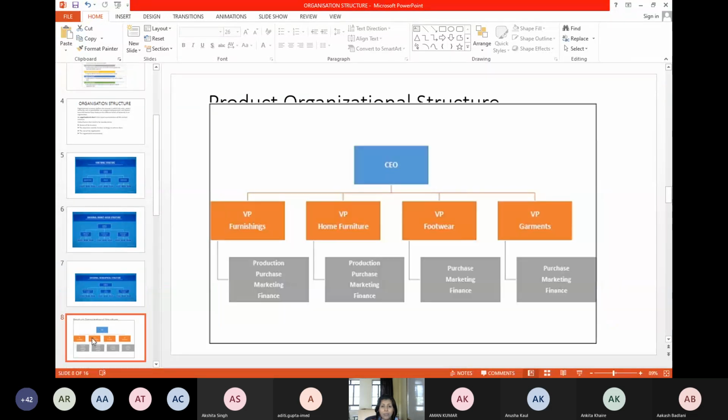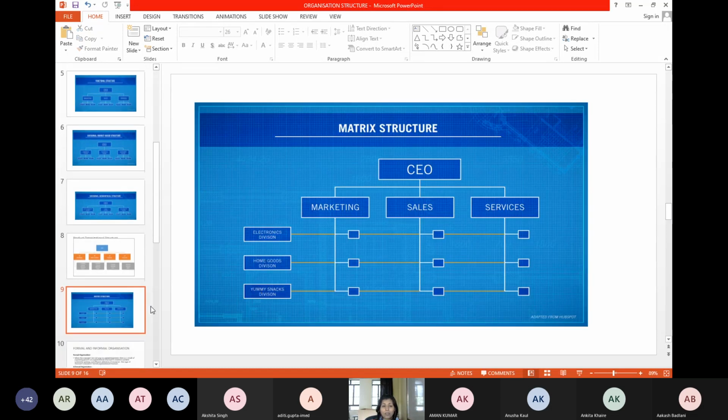And then you have the structure based on the product, various product categories. So if the company is having various products, then as per the products also they can design their organization structures. So here is one more example with furnishings as one section, home furniture, footwear, garments, and then they have their own further various departments: production, purchase, marketing, finance, and so on, right? So this is how you can come up with various organization structures. This is one which we call the latest organization structure, what is called the matrix structure.